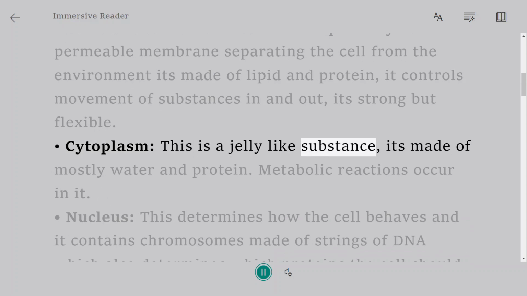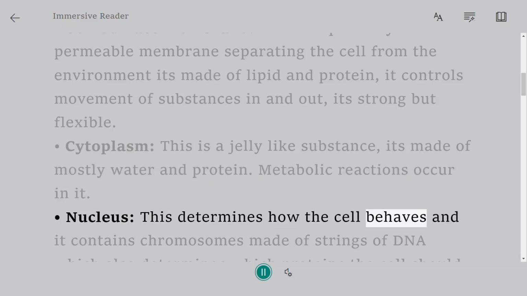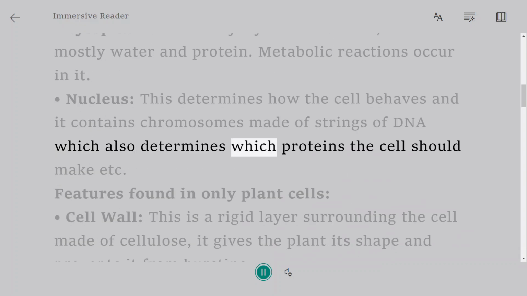Cytoplasm. This is a jelly-like substance. It's made of mostly water and protein. Metabolic reactions occur in it. Nucleus. This determines how the cell behaves, and it contains chromosomes made of strings of DNA, which also determines which proteins the cell should make, etc.